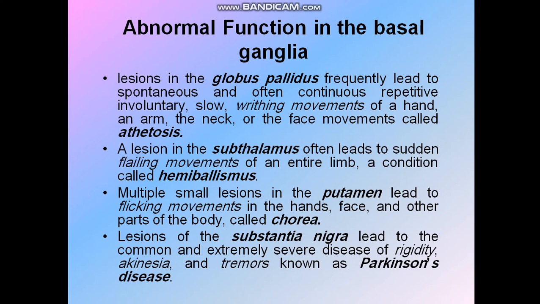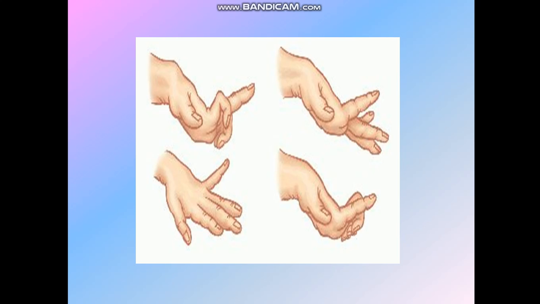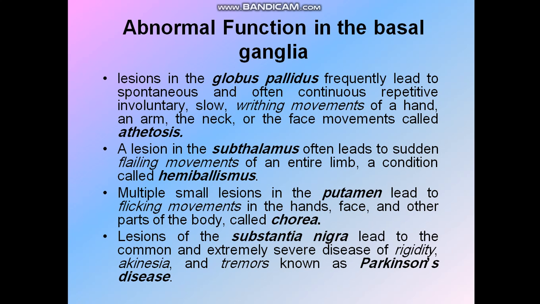What will happen if there is an abnormal function of the basal ganglia? Lesion of the globus pallidus produces what is called athetosis. Athetosis is a continuous, repetitive, slow writhing movement of the hand, arm, and sometimes the neck and face. This is what's called athetosis. Slow, repetitive writhing, what's called in Arabic al-talawwi, meaning twisting movement of the hand. Slow, repetitive writhing movement, what's called athetosis.